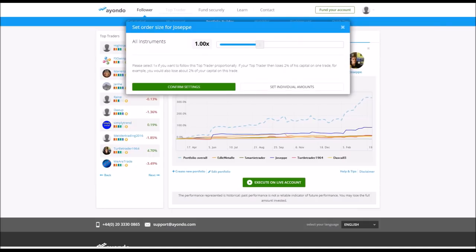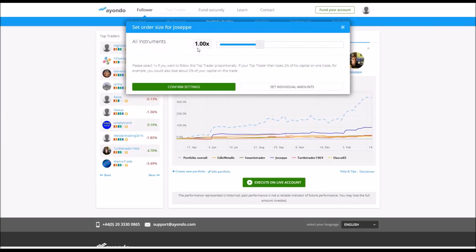So if Giuseppe's risking 2% based on where his stop loss is, then the trade will be done on my account at 2%. So on a £5,000 account, that would be £100, wouldn't it? £100 risk. So hopefully that makes sense. The percentage risk is the same in this example as the one they're taking. The financial risk, of course, isn't, because we've all got different size accounts. But what I can do, if I want to, is dial that risk up or down.